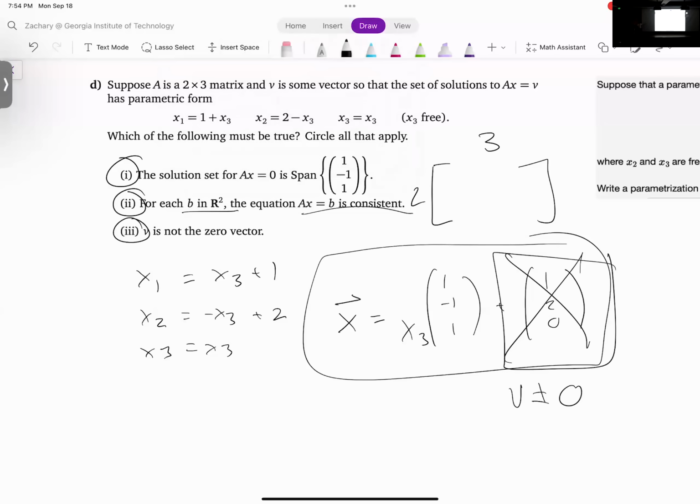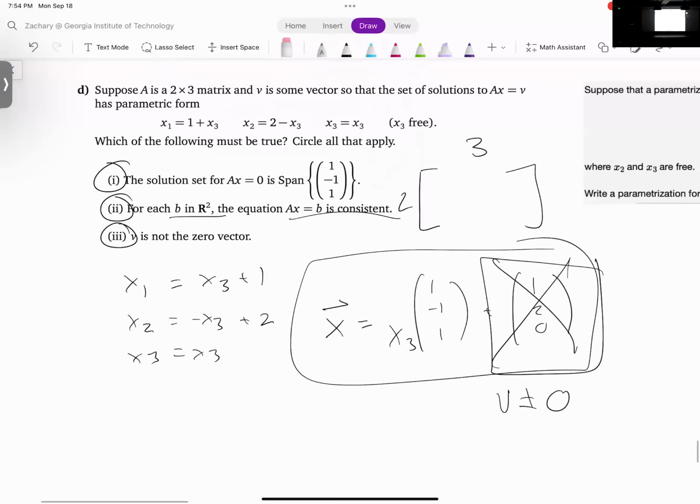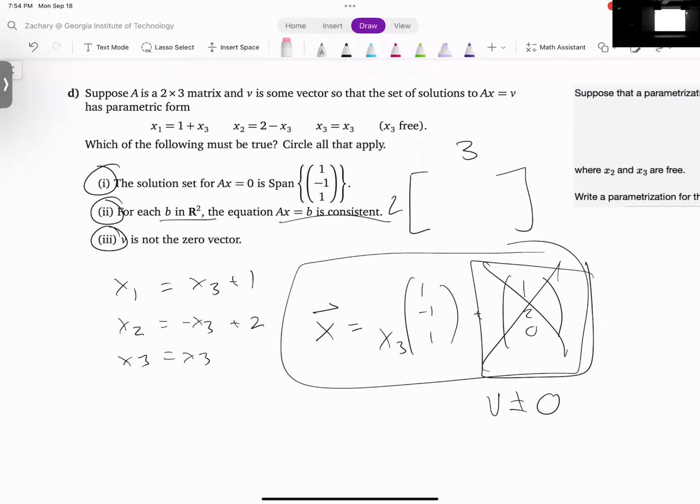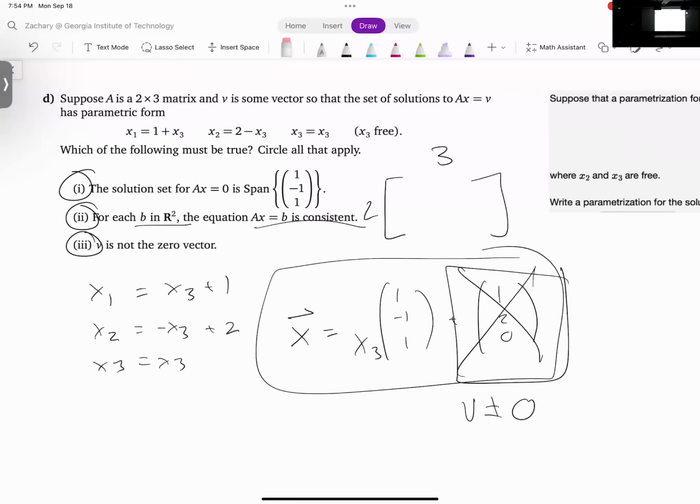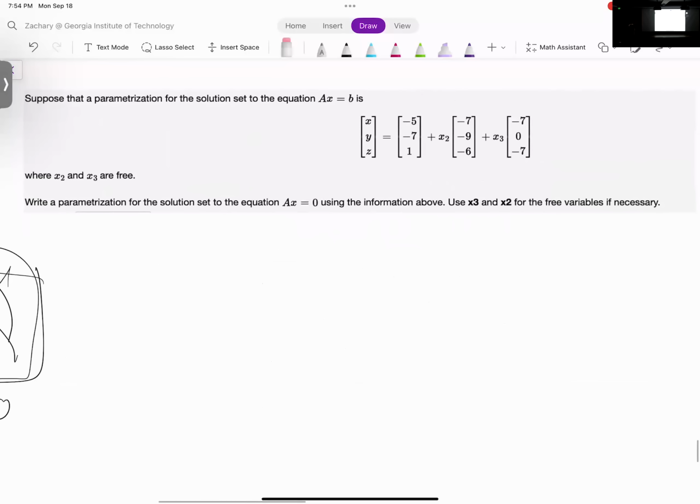Okay. Any other questions on this? Yeah. What's the difference between the span and the span of the columns? For the sake of this exam, nothing. Cool. All right. Any other questions on this one? Once, twice. Moving on.